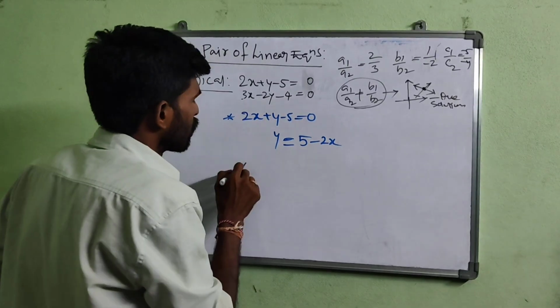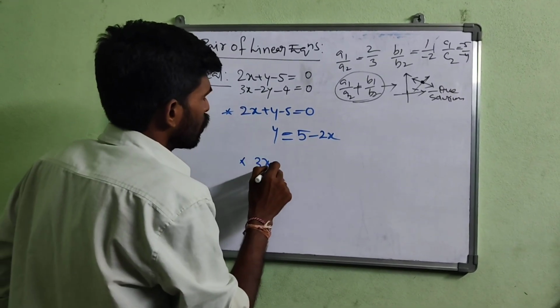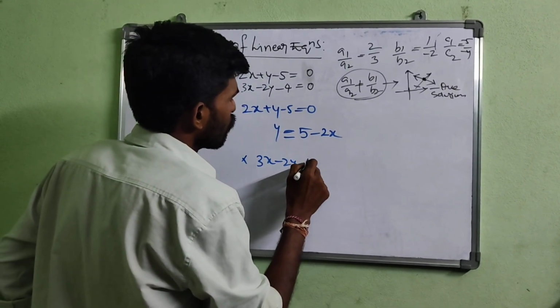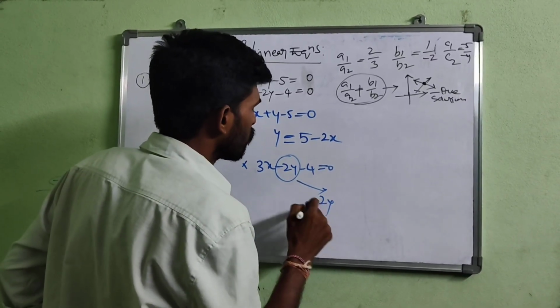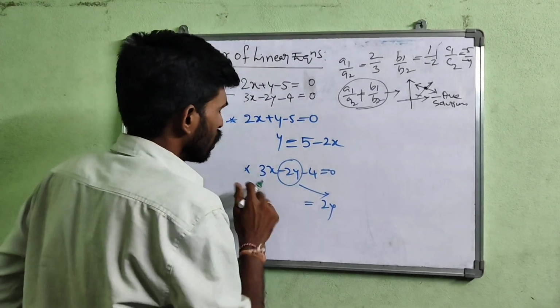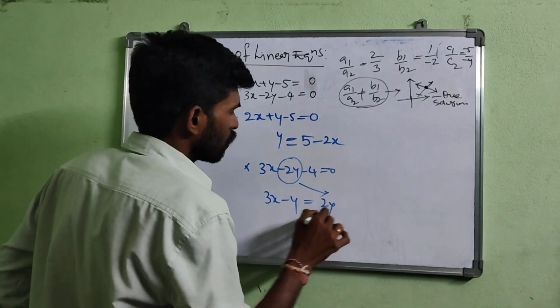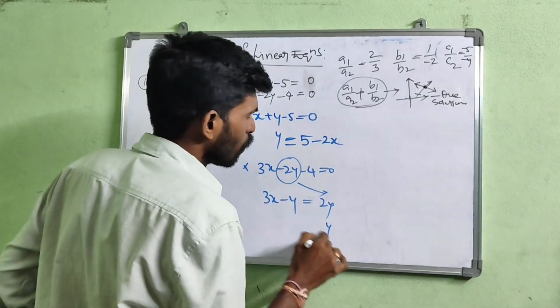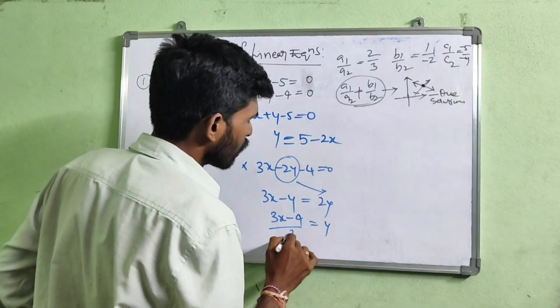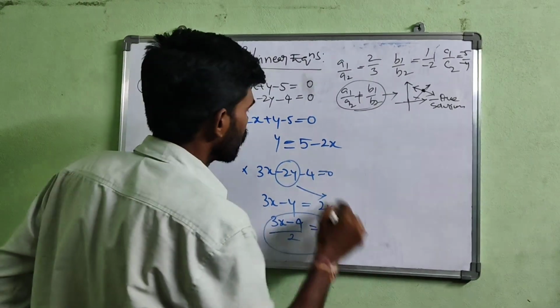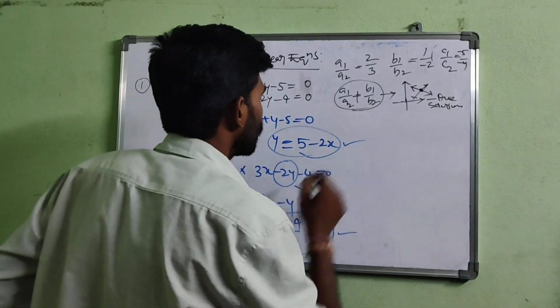Now the second equation: 3x minus 2y minus 4 equals 0. If we take this to the right side, what happens? 2y equals 3x minus 4. What is the y value? y is equal to 3x minus 4 divided by 2. This is the y equation, and this is the y equation.